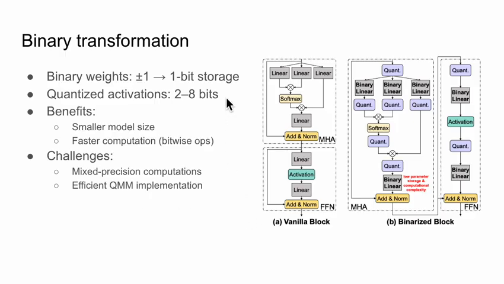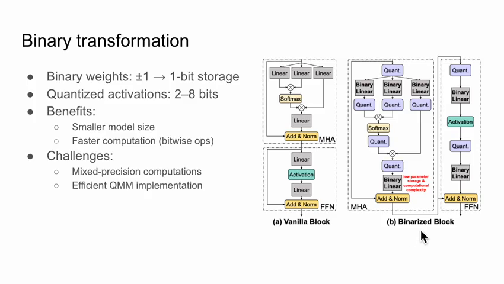So let's look at the graph. This is a vanilla block and this one is a binary block. In the vanilla block, both MHA, which stands for multi-head attention, and FFN, which stands for feed-forward network, use the full precision weight and activation. This allows high accuracy but consumes a lot of memory and computational power.